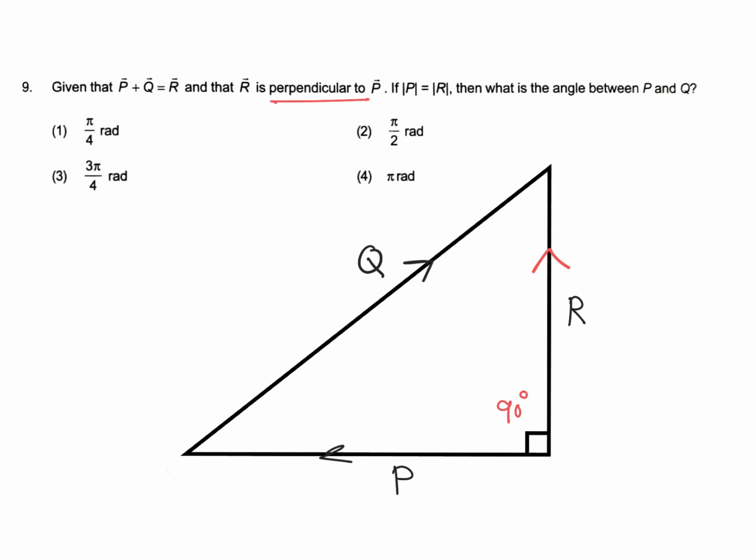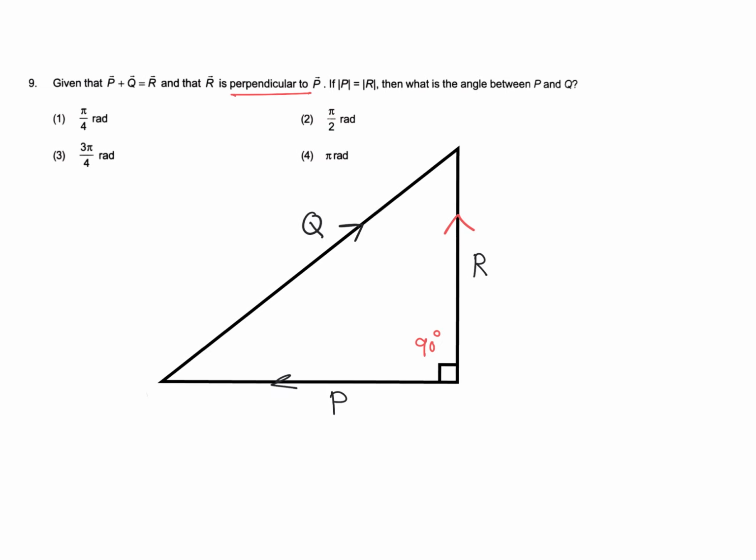Now if the magnitude of p is equal to r, so both have the same magnitude, then what is the angle between p and q? We know that if their magnitudes are the same, definitely this angle will be equal to 45 degrees, and this angle should also be equal to 45 degrees because the length of p and length of r are the same. So we have to find the angle between p and q.